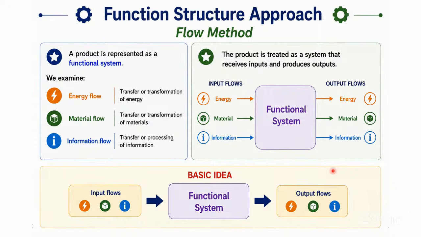On the left side, I have the input flows, categorized as energy, material and information. And on the output side, I again categorize them as energy, material and information. The product is treated as a system that receives inputs and produces outputs. That is how you are going to see the system now. If you want to view the electric iron box, you don't view it part by part or component by component. You see it as a functional system, which has certain inputs and certain outputs.